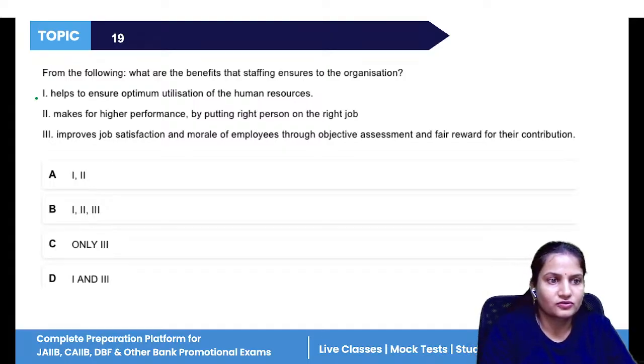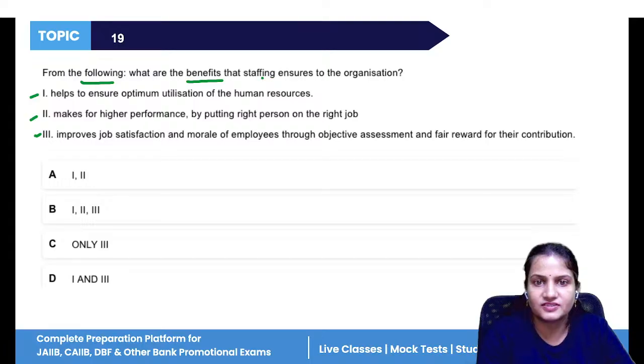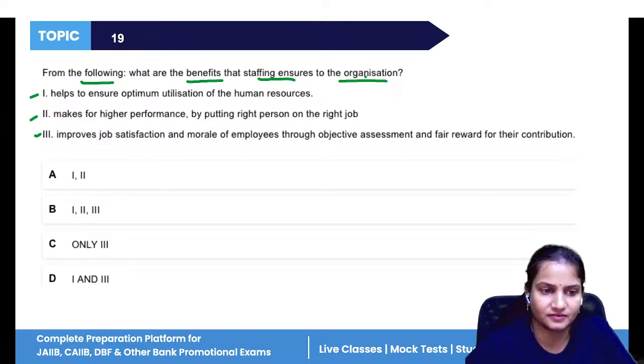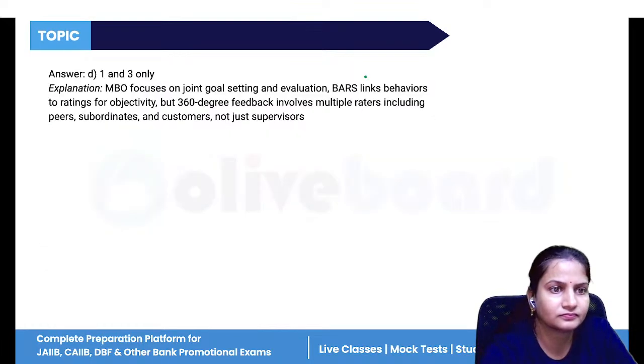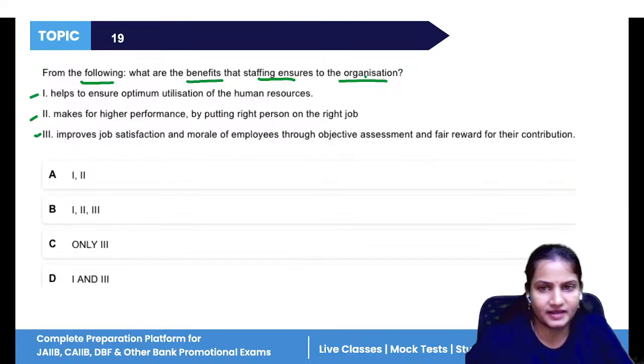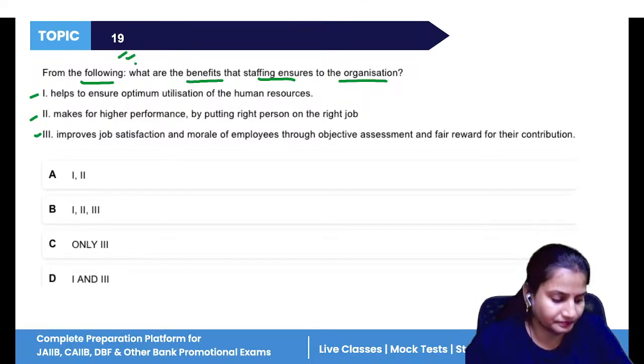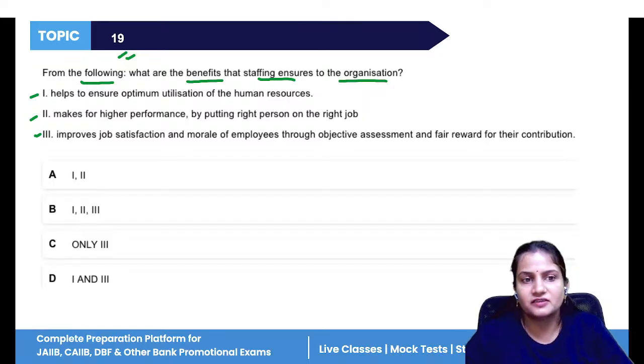Now, three statements are given to you. You have to find what are the benefits that staffing ensures to the organization. Question number 19. What is the benefit of staffing?